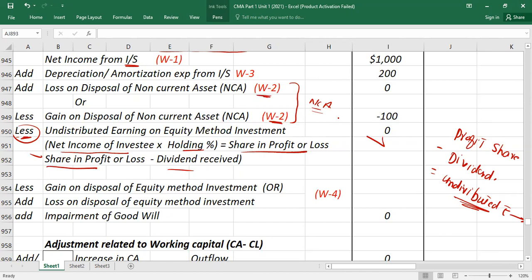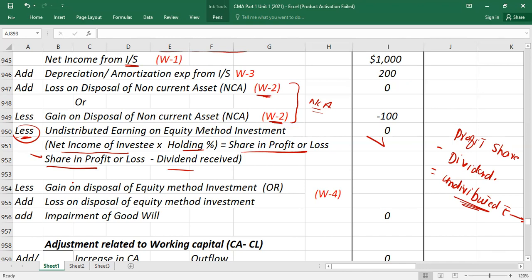Then guys, there could be other adjustments regarding equity method investments. By the way, in detail, we will cover this in study unit 3. What is an equity method investment? The equity method of investment, right? So here I'm just telling you the cash flow treatment. Now guys, here you could have one more adjustment relevant to the equity method.